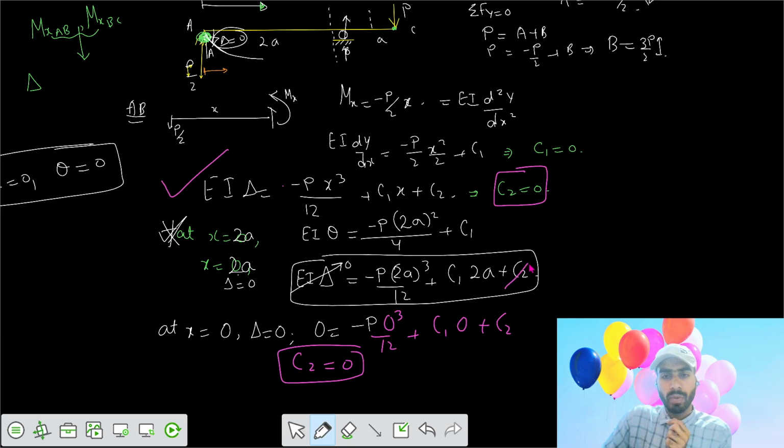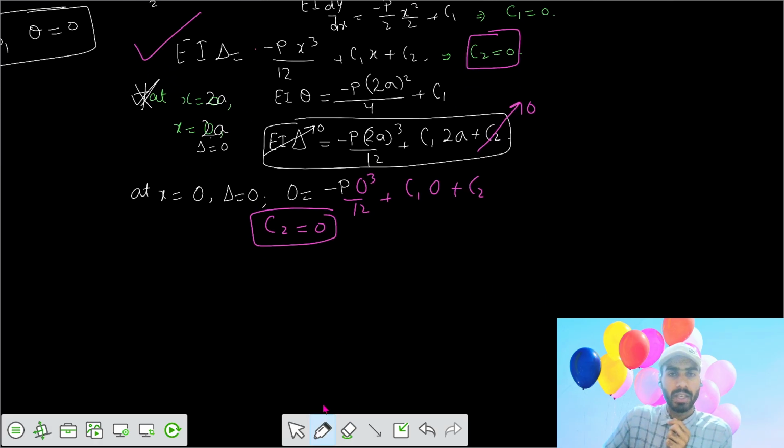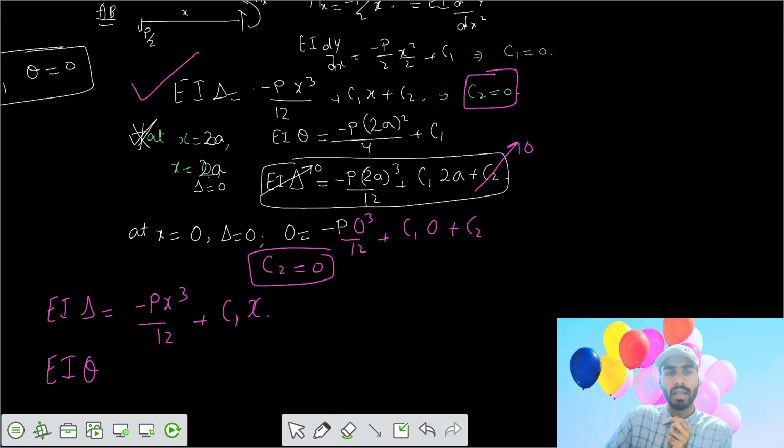Now if your c2 becomes equal to 0, your equation becomes such that we can write the general equations in terms of c1. Now we have the equation EI delta equals minus P x cubed by 12 plus c1 into your value of x. Similarly, we have the equation for slope, EI theta, that equals minus P x squared by 4 plus constant c1.